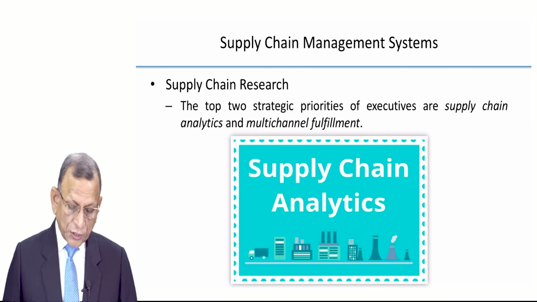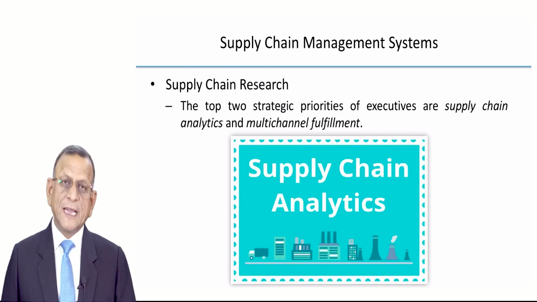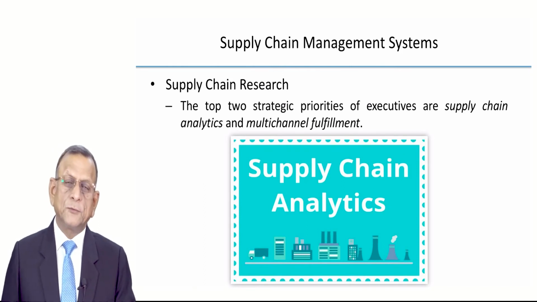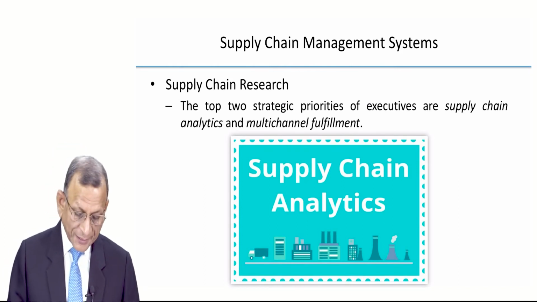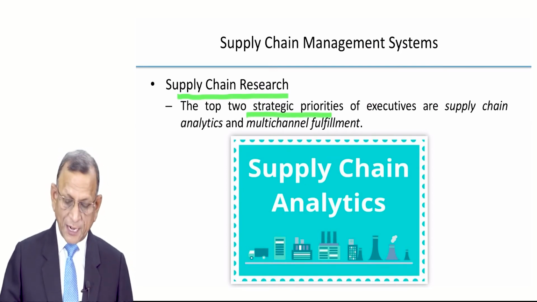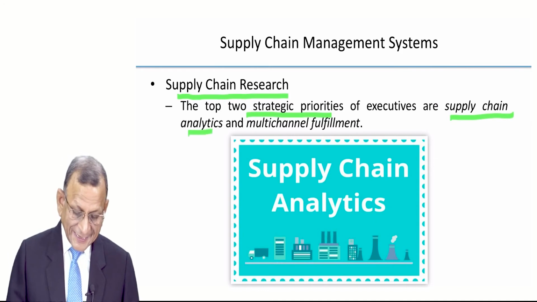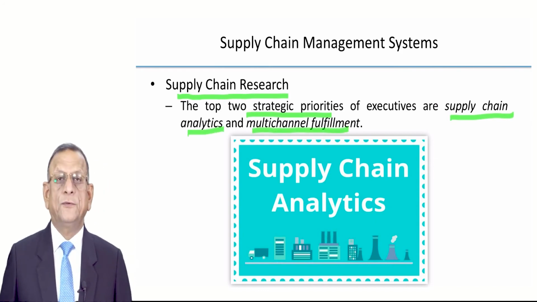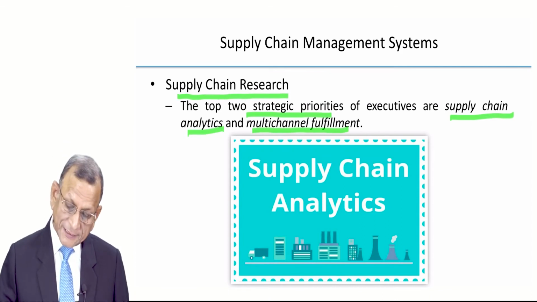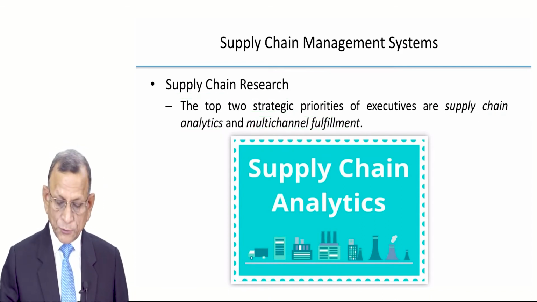Friends, we are doing a lot of work in the supply chain management. For what? To reduce the cost, to make it efficient. So there is something known as supply chain research. The top 2 strategic priorities of executives are supply chain analytics and multi-channel fulfillment. Nowadays, all the executives are worried about 2 aspects.